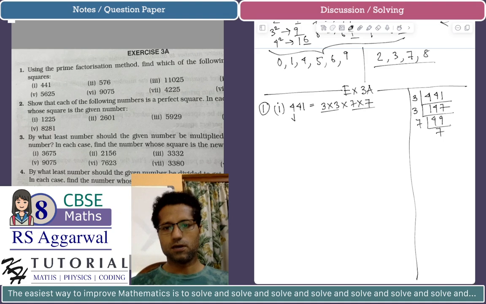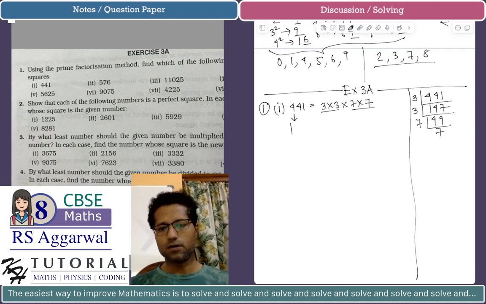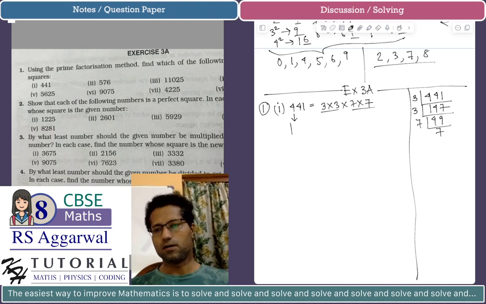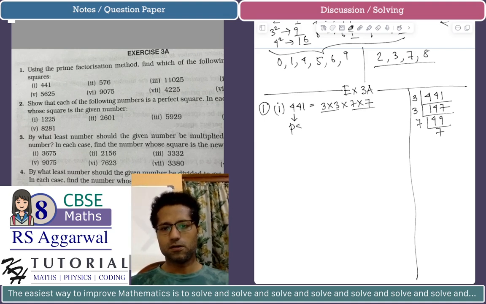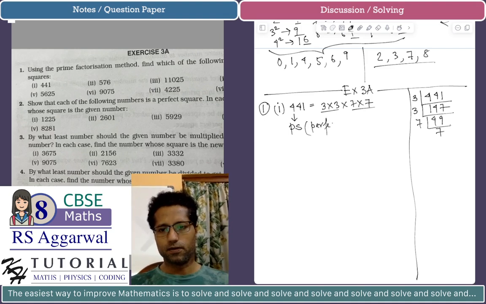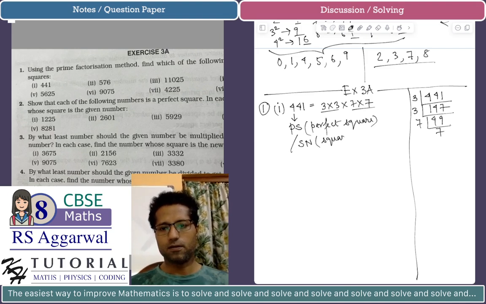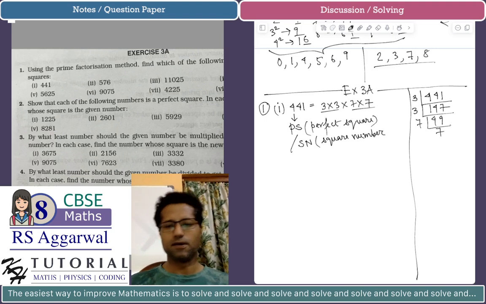Now in short, for perfect square or square number, I am short in writing, this is PS. Let me first write it so that you can refer to it. Perfect square or square number, SN. I am writing SN, which means square number. Perfect square and square number mean the same thing.